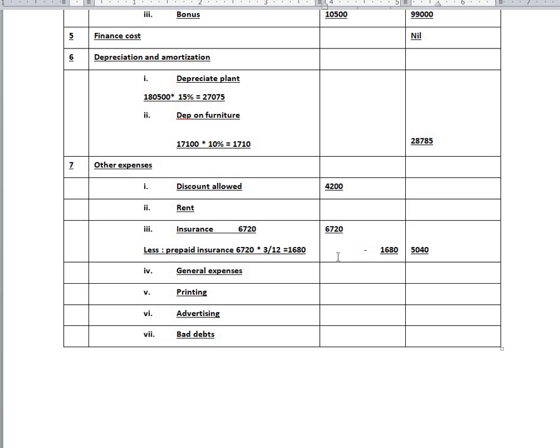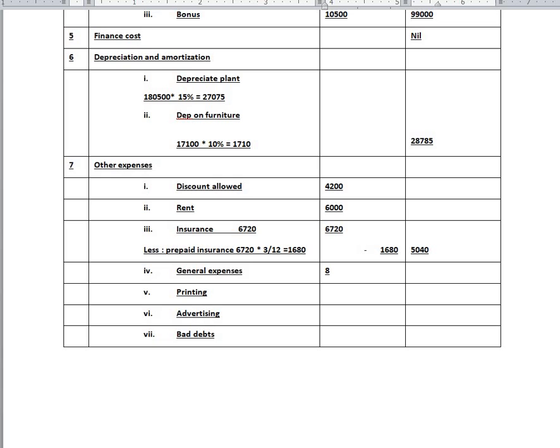Now you can see the next item. Where is salary? Okay, I didn't write it. Rent is the next item, that is 6,000. Salary is an employee benefit expense, that's my mistake. So rent is the next item of other expense.